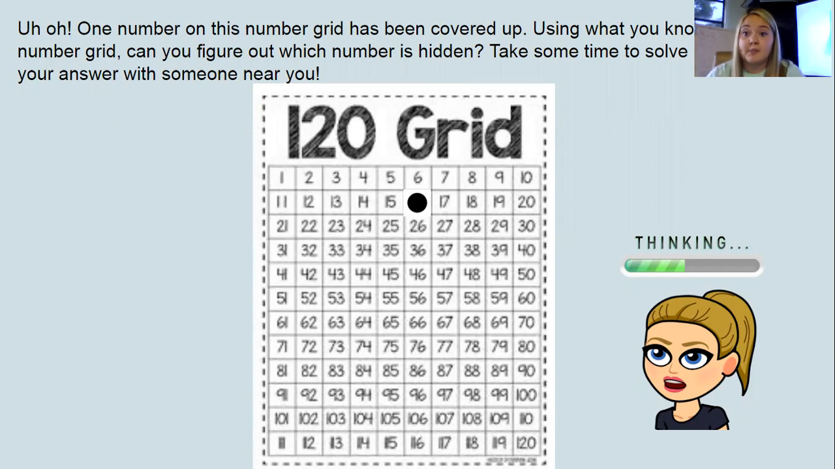If you need more time to figure out which number is covered up, you can pause the video now and keep going and just hit play when you're ready to keep moving on with us. Now that you've figured out which number is covered up and you've told someone around you, I want you to share with that same person how you figured out which number is covered up. And what did you do on your number grid to figure that out? Go ahead and tell them now.